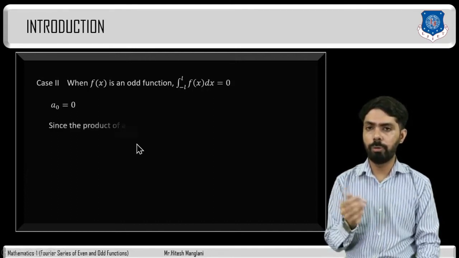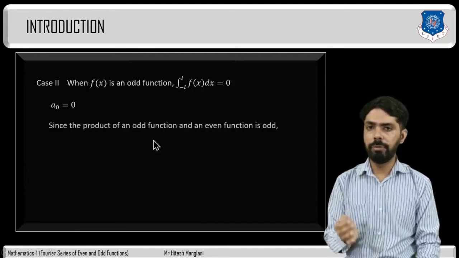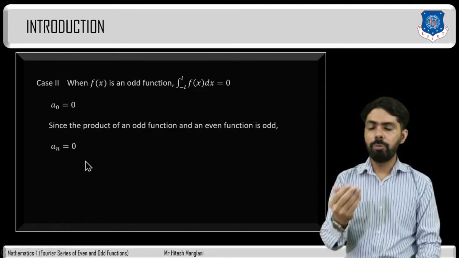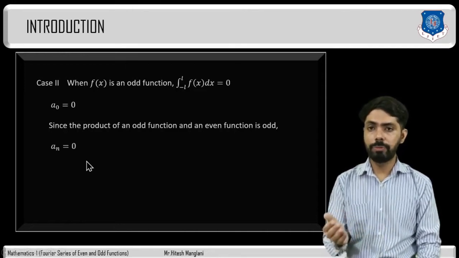So the product of an odd function and an even function is odd. Therefore, an will be 0. Now we will find out bn. So what is the formula of bn?